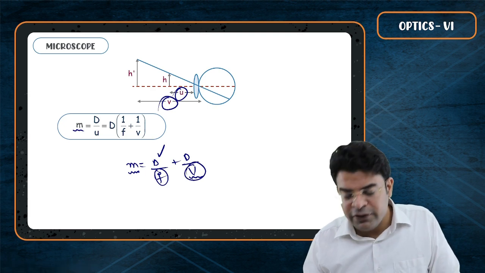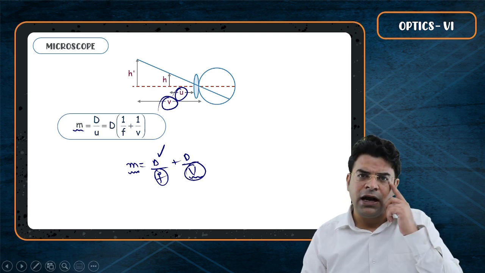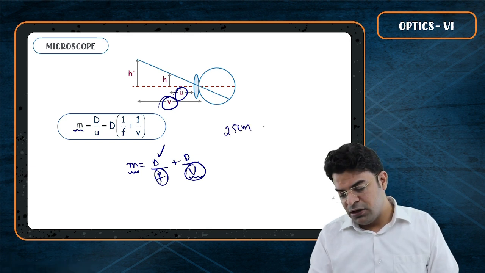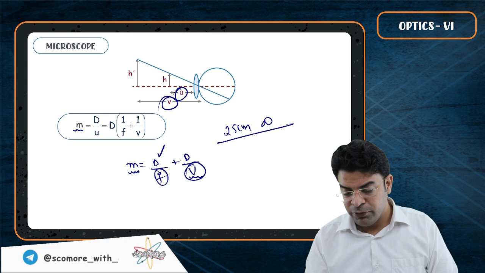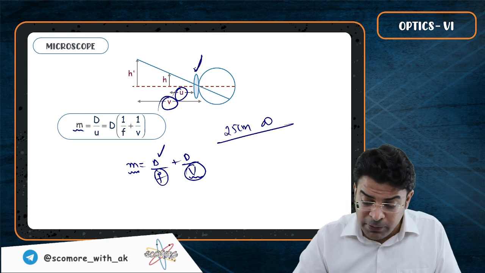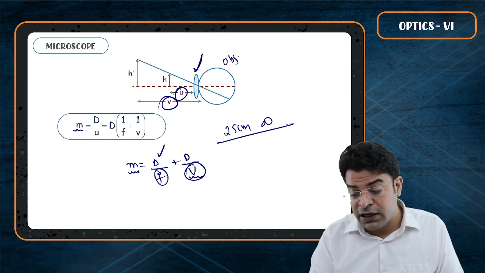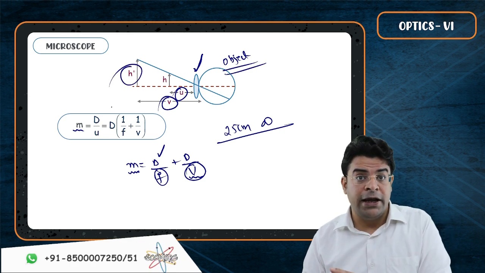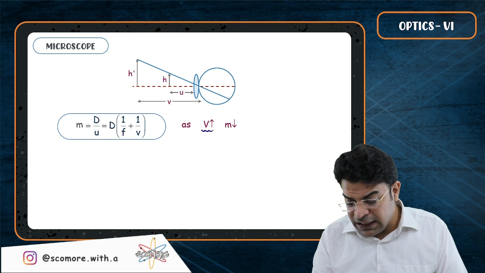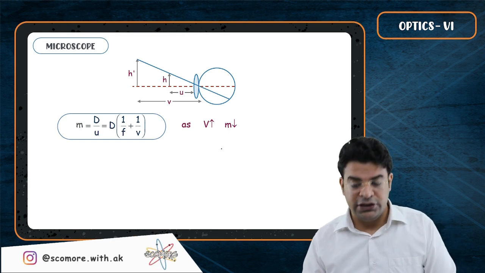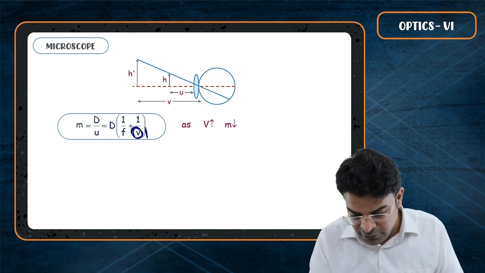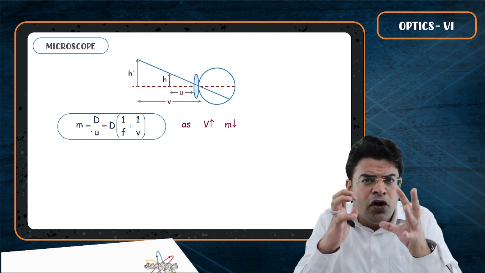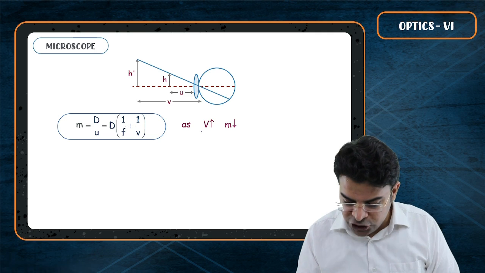Now the problem with our eye is, for our eye, the minimum value of v should be 25 centimeter and the maximum value can be infinity, because the image formed by the lens acts as the object for the eye. So this h dash is the object for our eye. So you will say that as v increases, magnification decreases. As the denominator v increases, the magnification will decrease. If you want maximum possible magnification, v should be minimum.